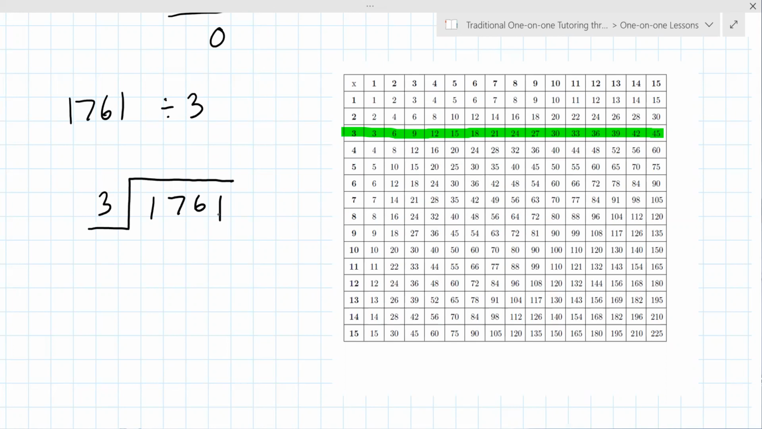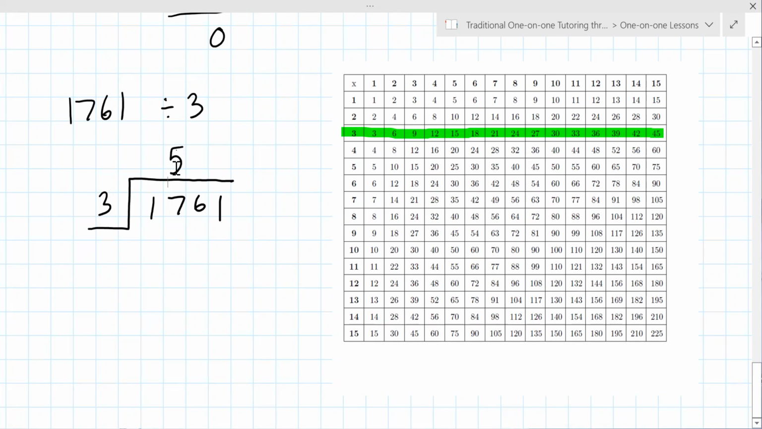I got lost again. Okay. Tell me what you did. What was the first thing that you tried here? I tried, well, 3 doesn't go into 1 because 1 is a little bit smaller. So I did how much does 3 go into 17? Then that was 5.